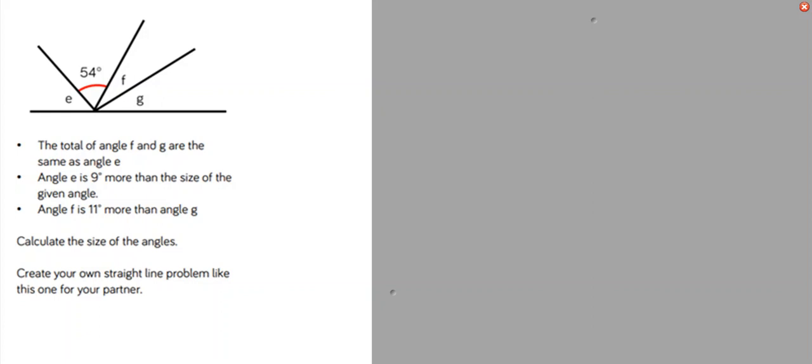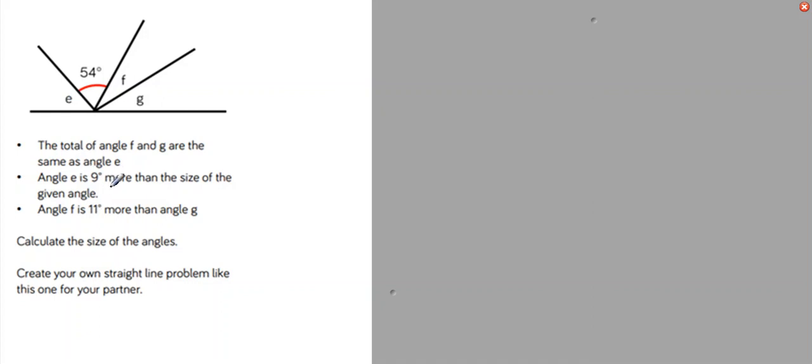Okay, this is your last question today. This is the more challenging one. So, the total of angle F and G are the same as angle E. Okay, so if you add F and G together, it means it's the same as angle E.